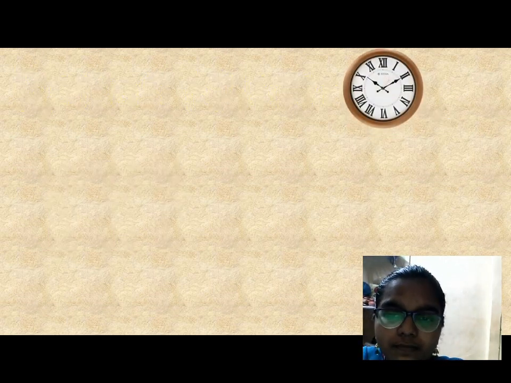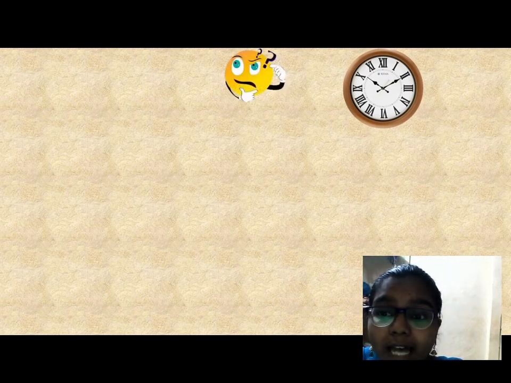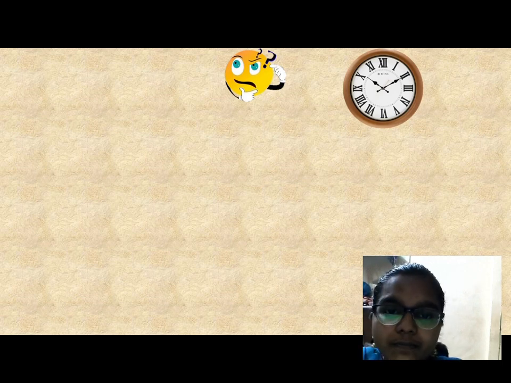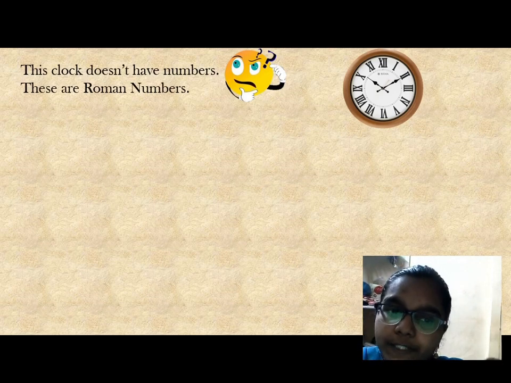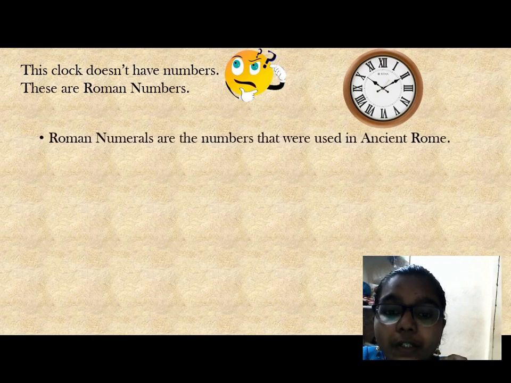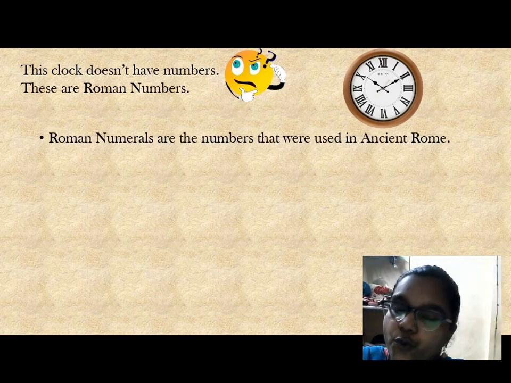Look at this clock. There are no numbers on this clock, and there are some symbols. What do these symbols mean and why are they used? These are Roman numbers, and they were used in ancient Rome.